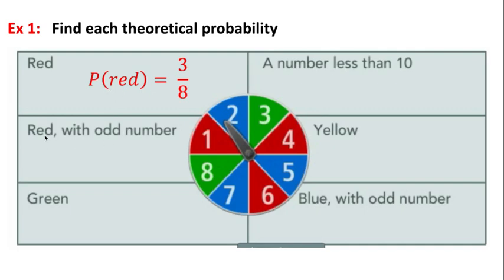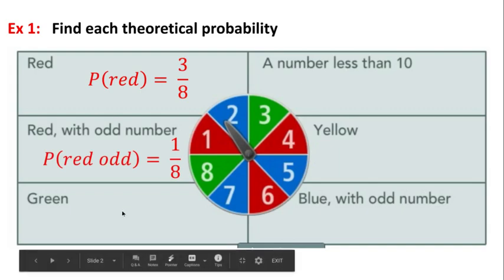The probability of getting red with an odd number. Well, how many reds with odd numbers are there? Number 1 is red with odd. 4 is even, so no good. 6 is even, no good. So the chances of getting red with an odd is just 1/8.